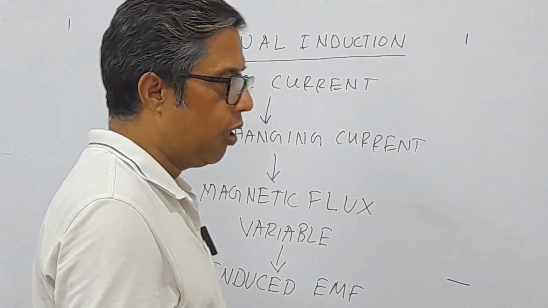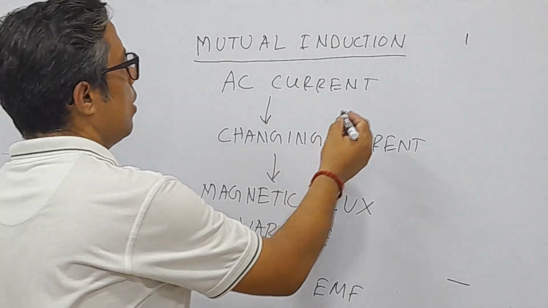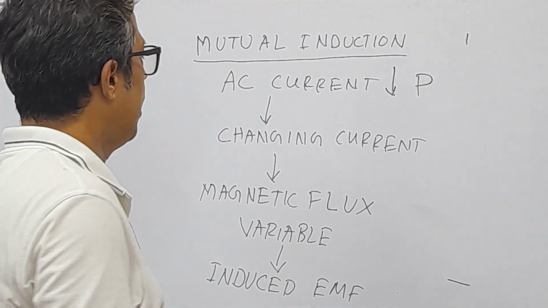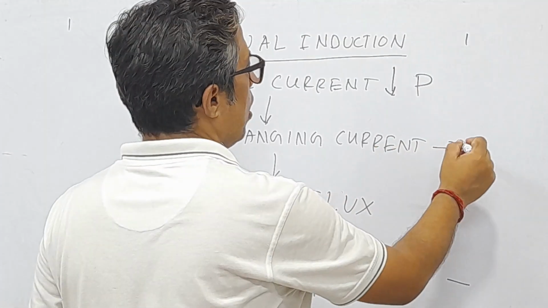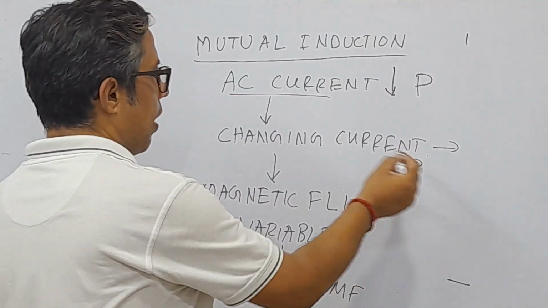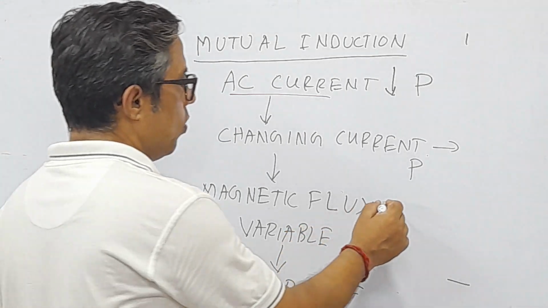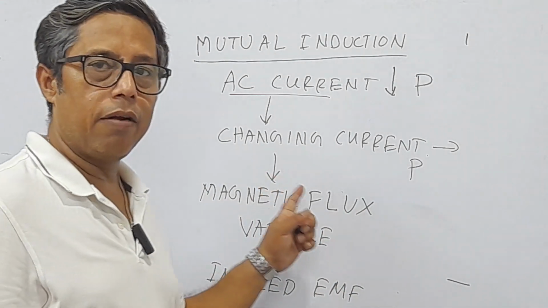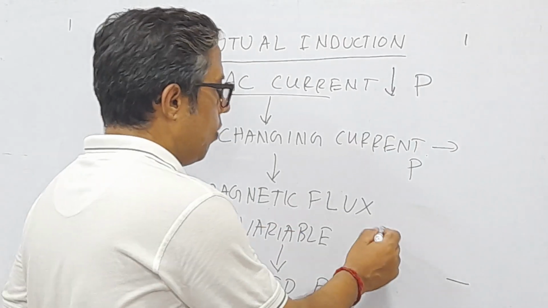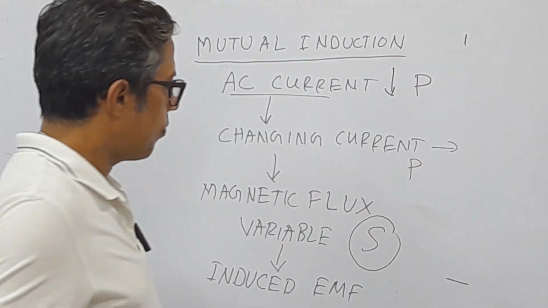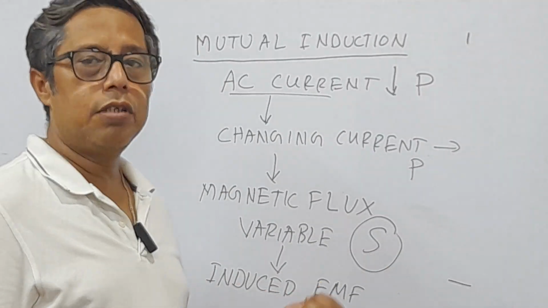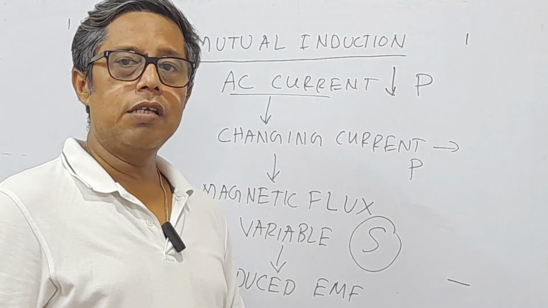So what are the keywords, and what is the sequence? You have alternating current in the primary coil. AC is the varying current in the primary coil. Varying current produces varying magnetic flux in the primary coil. This flux is going to be exposed to the secondary coil. Once the secondary coil is exposed to magnetic flux, there is an induced EMF. So this is all about it.